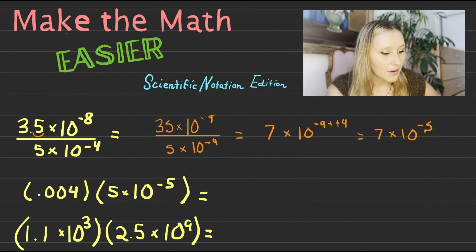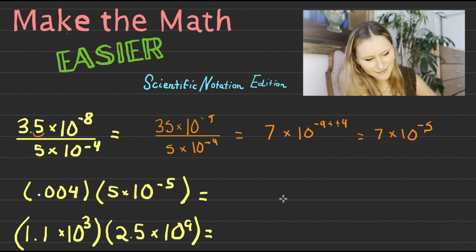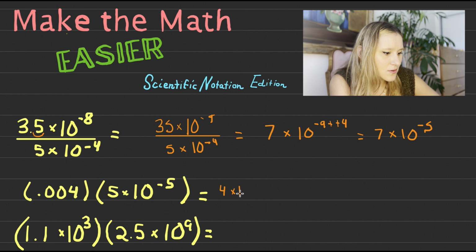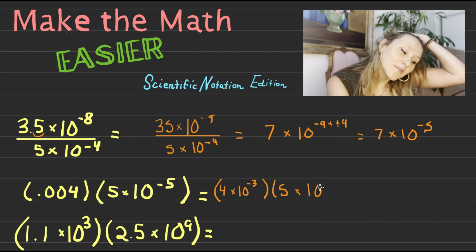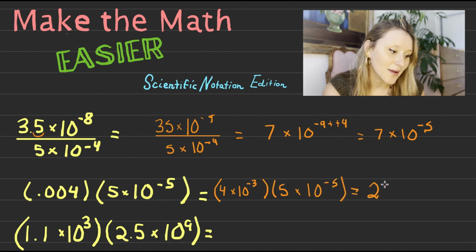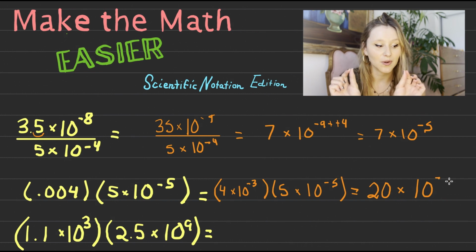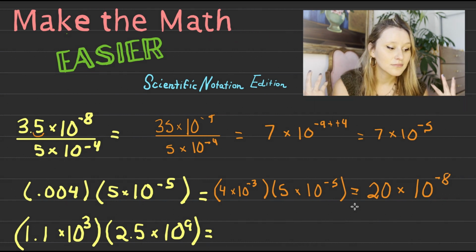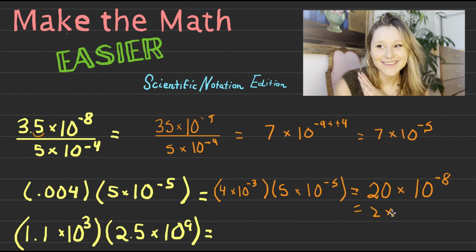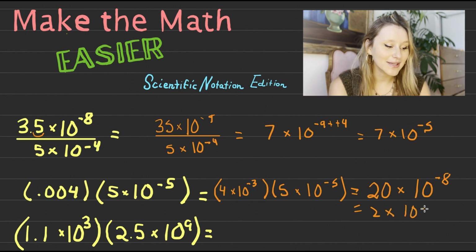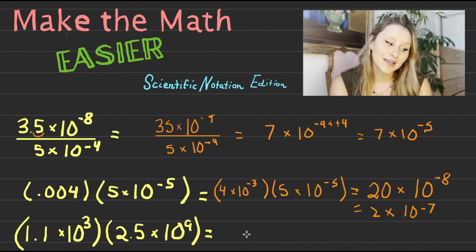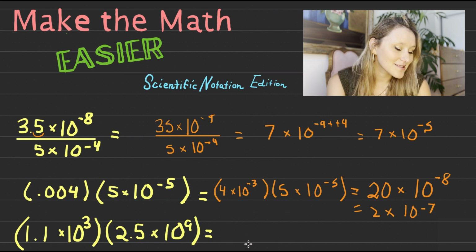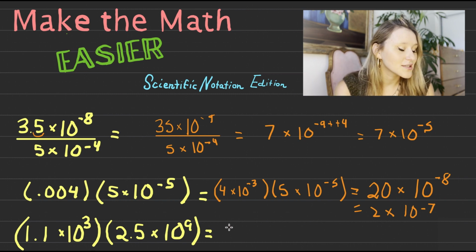Okay, next problem. Let's turn the left side into a scientific notation. So let's do 4 times 10 to the minus 3 times 5 times 10 to the minus 5. 20 times, we add the 2 exponents of the 10s to get minus 8. Okay, we get 20 times 10 to the minus 8th, or if you're special, we can do 2 times 10 to the minus 7th.